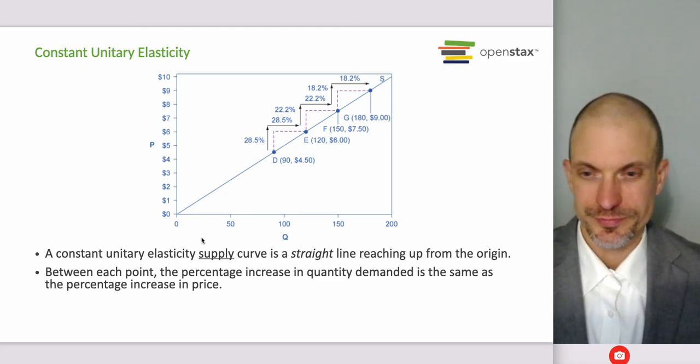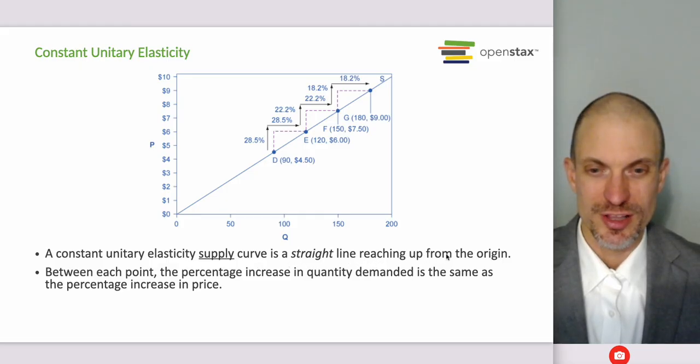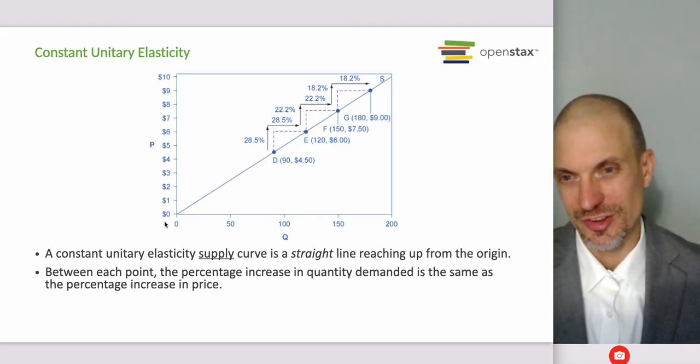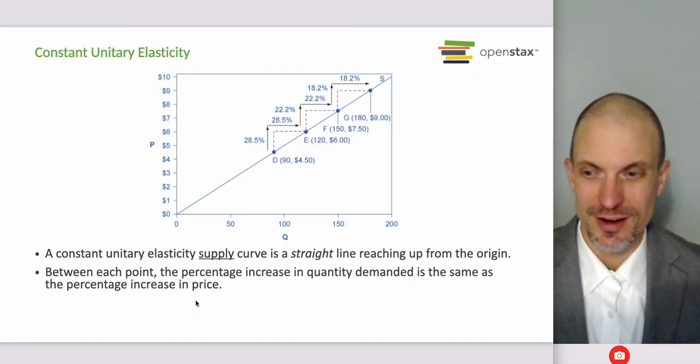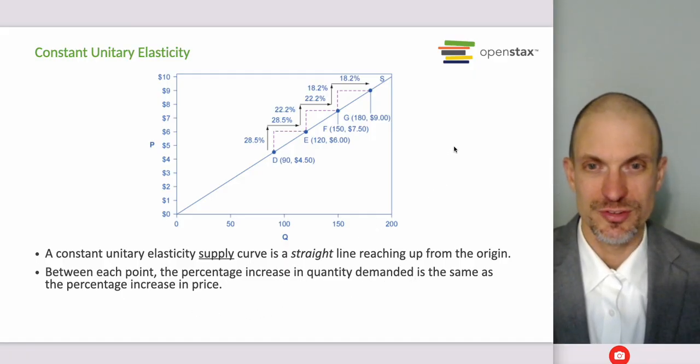Okay, so here's constant unitary elasticity for supply. It's a straight line reaching up from the origin. So this has a slope of 1, right? So between each point, the percentage change in quantity demanded is exactly the same as the percentage change in price.